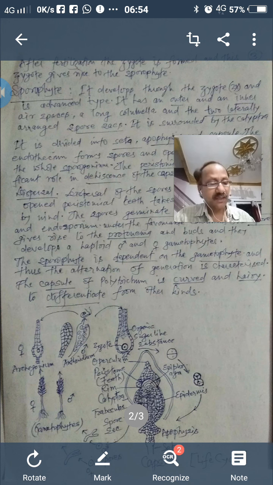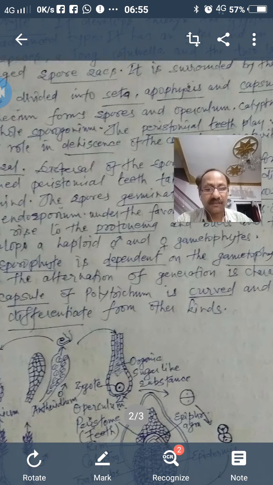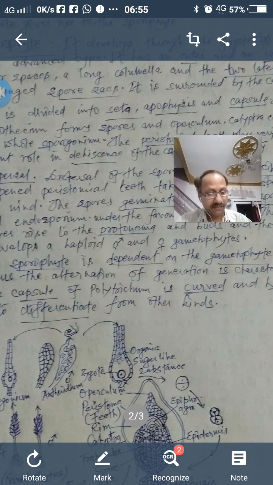The sporophyte is dependent on the gametophyte, and thus the alternation of generation is characterized. The capsule of Polytrichum is curved and hairy, to differentiate it from the other kinds of capsular structures and sporophytic structures as well. So you see the life cycle here, which is differentiated into the stage of gametophyte and sporophytic structure.